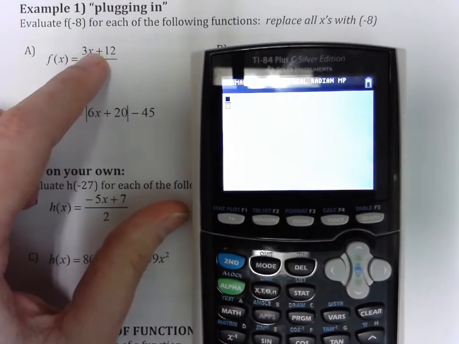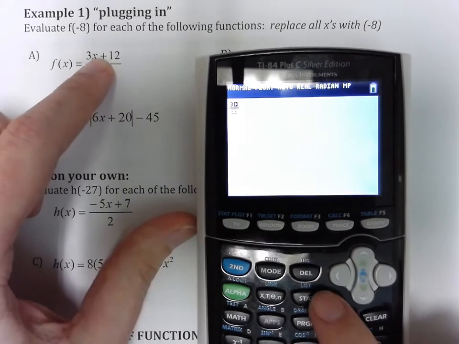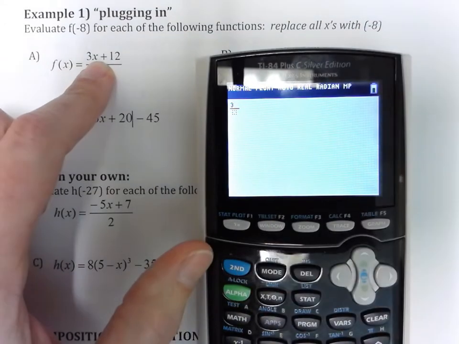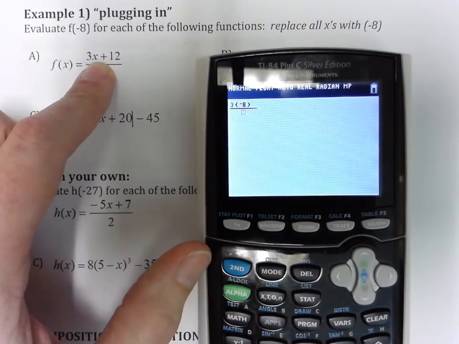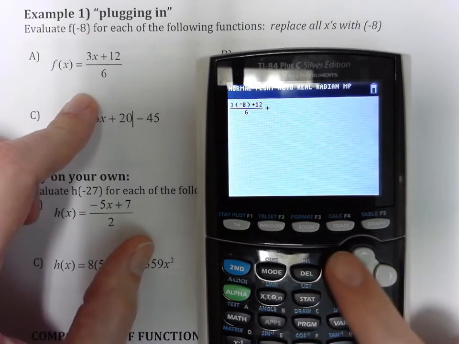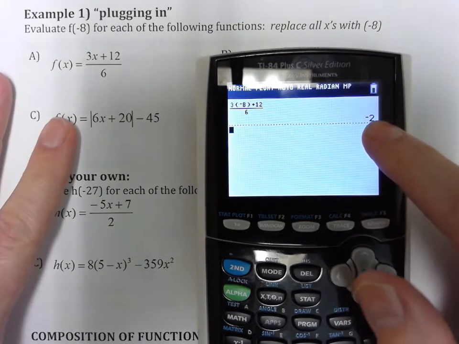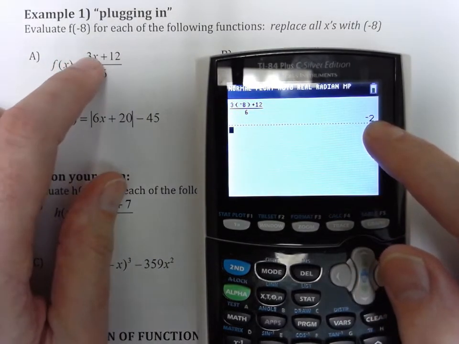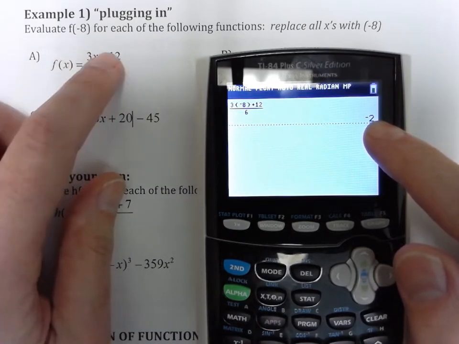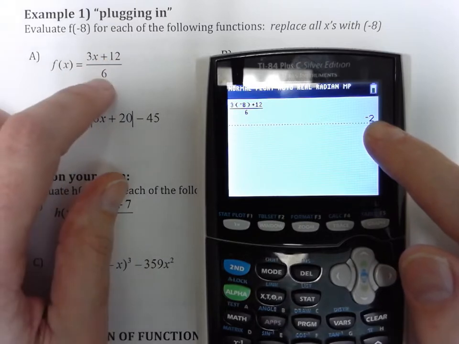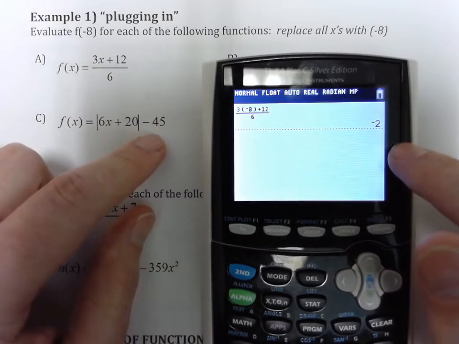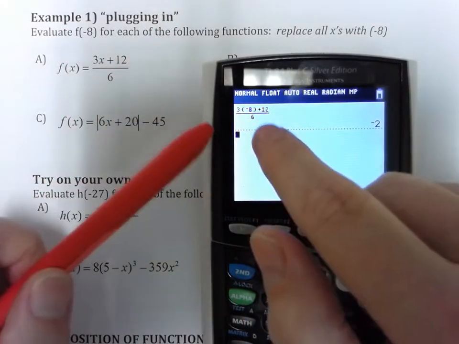So I can say 3, but I don't want to put x in. So what I'm going to do is say 3, and I'm going to substitute parentheses -8 for x. That's going to give me -2. What that means is 3 times -8, which is -24, plus 12, which is -12, all divided by 6. -12 divided by 6 is -2. It does all the order of operations for you if you put it in correctly. So you can get the answer without having to do the work.